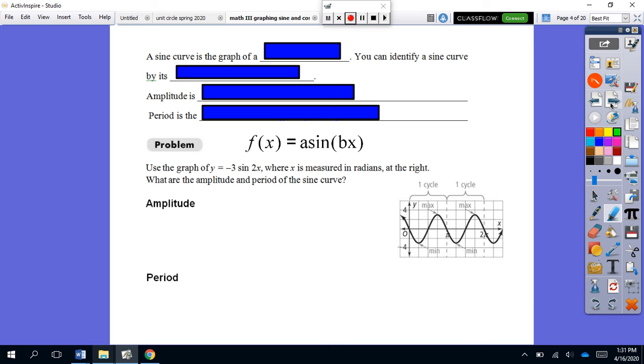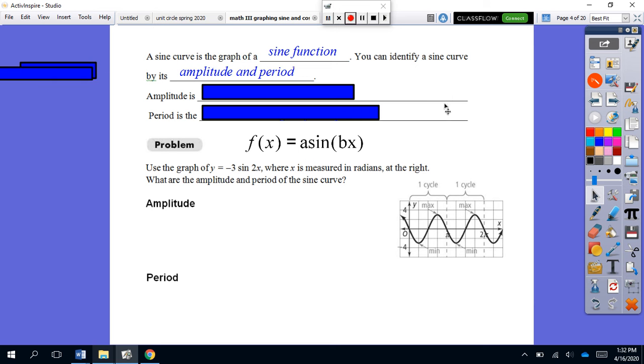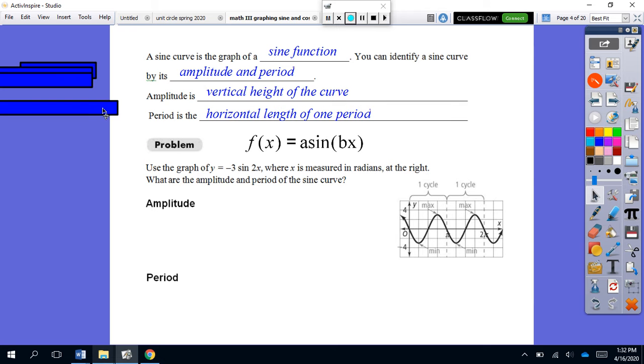So let's put all that into some formal notes. A sine curve is just a graph of the sine function, and you can identify it by its period and amplitude. And you've heard that word amplitude before when we talk about music. Music is waves. That's got an amplitude. So the amplitude is just the height of the curve, and the period is the length of the curve.